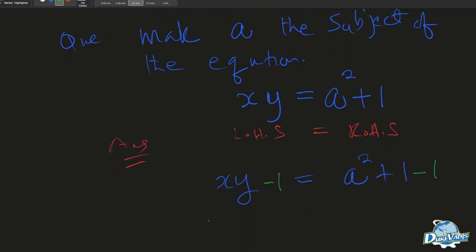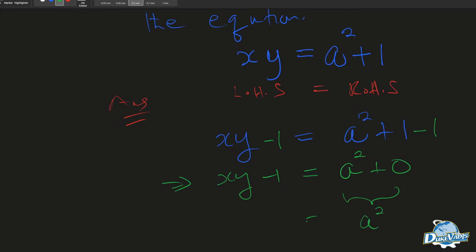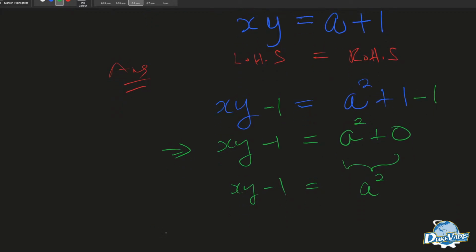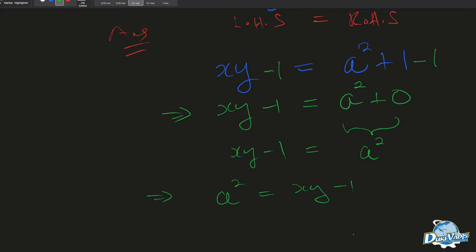So this implies that xy minus 1 is equal to a squared, because 1 minus 1 is 0. So over here, a squared is equal to xy minus 1. Friends, we can also write it like that, but it doesn't change anything. But we have a problem. They say we should make a the subject.